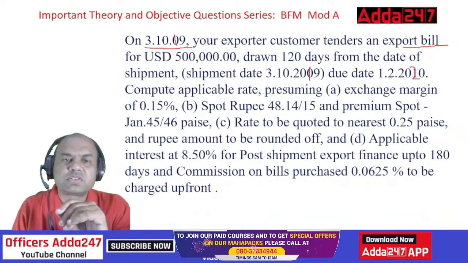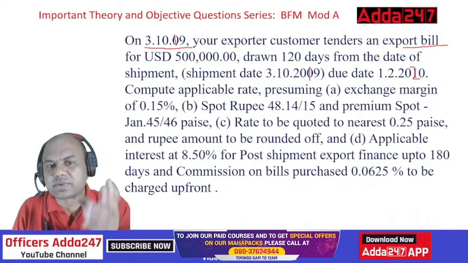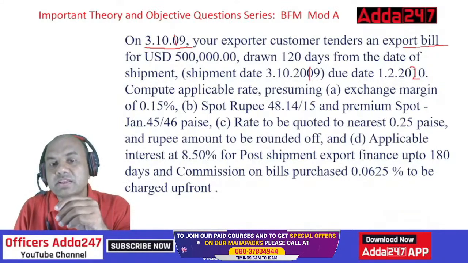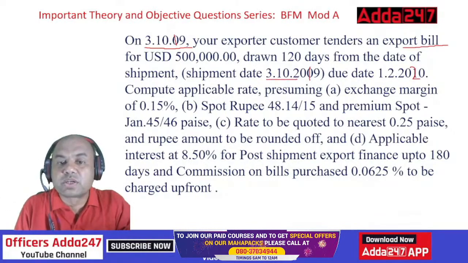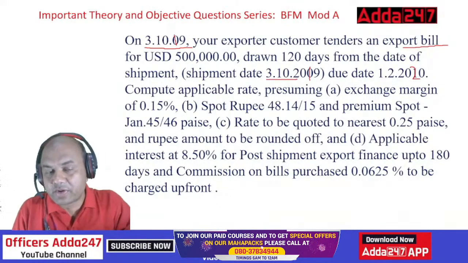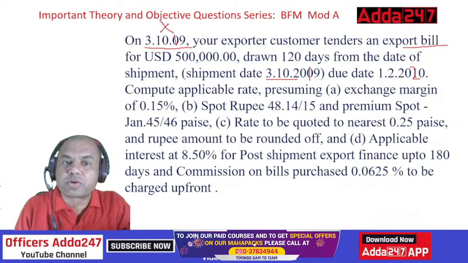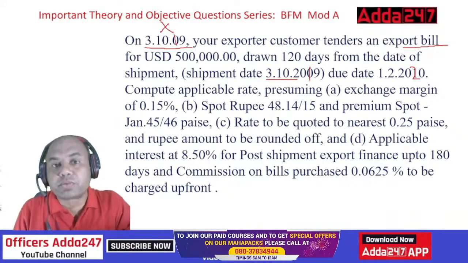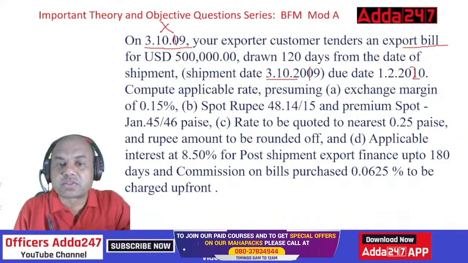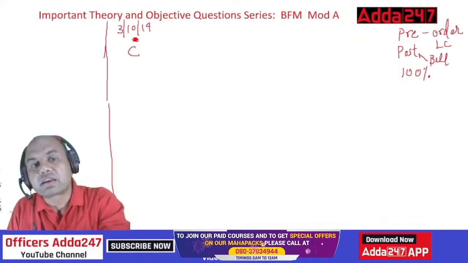Got it? Clear? So now on 3/10/19, this customer has come to you. And what is the shipment date given? Shipment date given is 3/10, the same date. Look at this. Luckily, these two dates are the same. They can be different also. If they are different, remember the date the customer came to your branch is of no importance. The date which is important is always the shipment date, when the goods have been shipped. Here luckily both are the same.